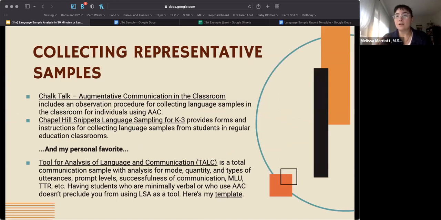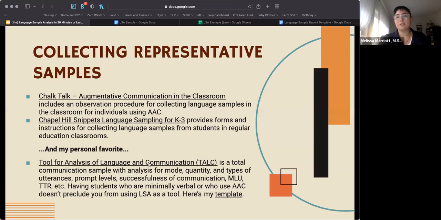So here are a few of the ways that I do collect language samples for students who use AAC. Chalk Talk and Chapel Hill snippets are both freely available tools for collecting information, not just the AAC words used, right, but collecting information about a whole range of modalities that people communicate in.